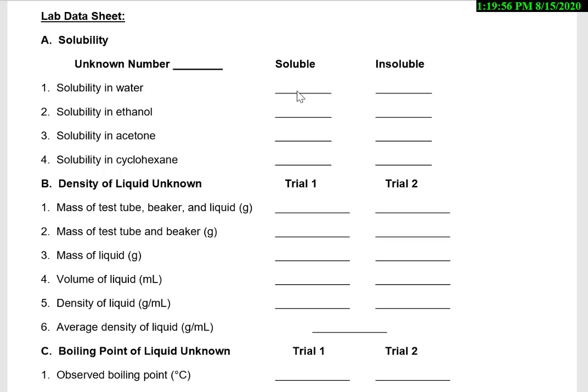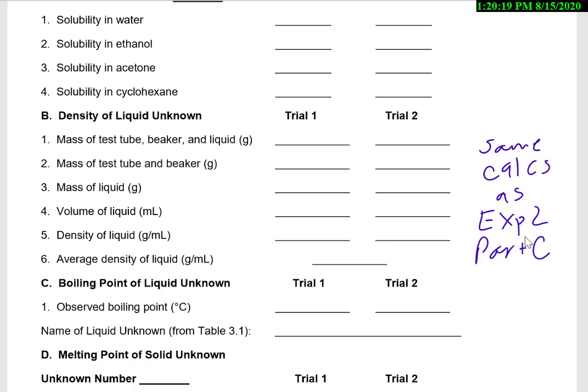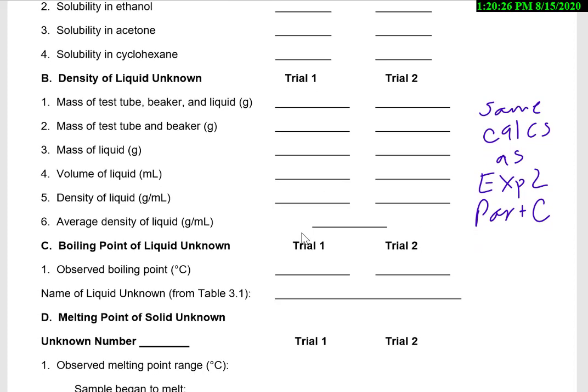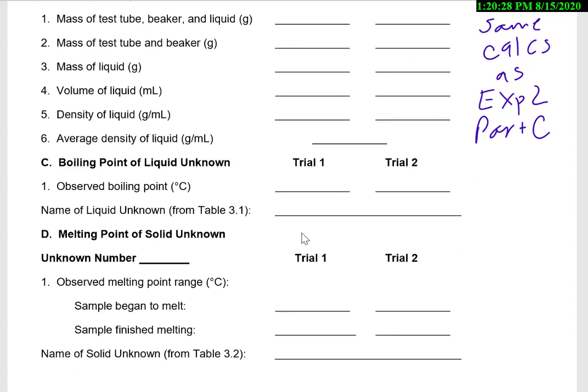Part A will just be, are they soluble? Is the liquid soluble or is it not? Part B, the density for finding the liquid unknown. These will be the same calculations as experiment 2, part C. So you can look back to that video in that lab if you have questions on how to find the density of the liquid unknown. Just be certain that you're watching significant figures.